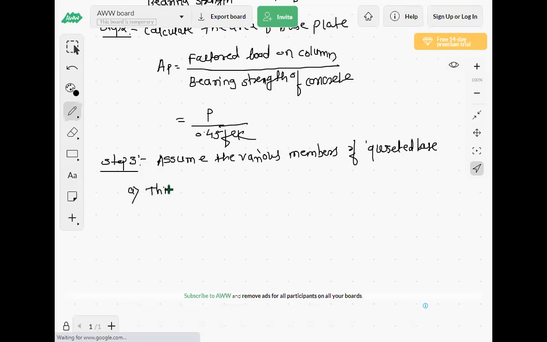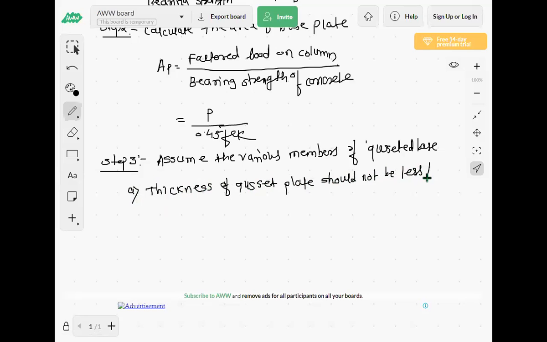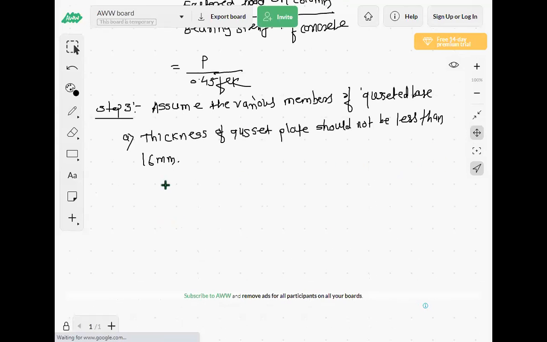Small a is the thickness of gusset plate. The thickness of gusset plate should not be less than 16 mm. It means we have to assume the thickness here of the gusseted base or gusset plate.